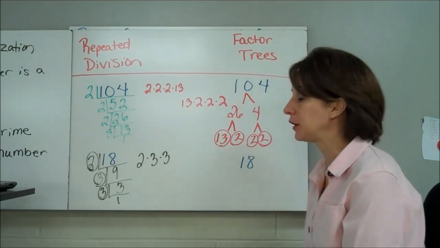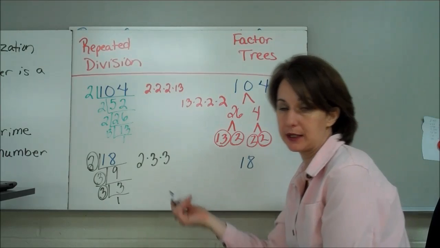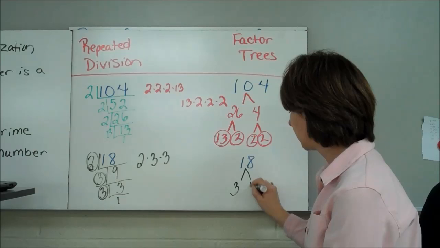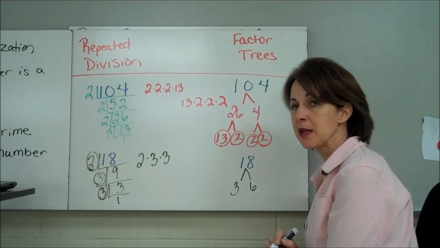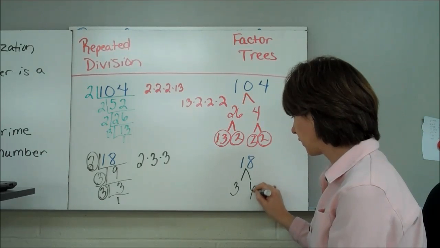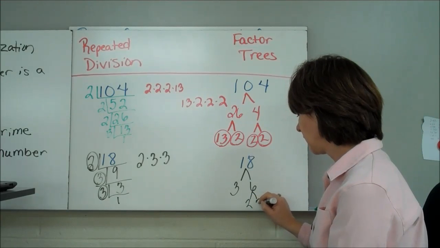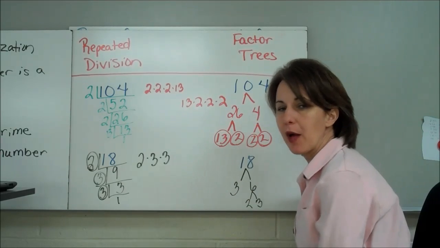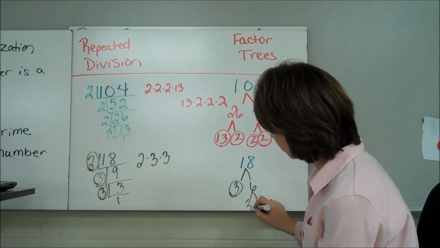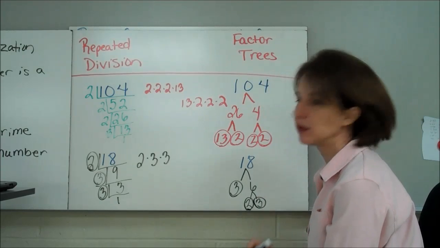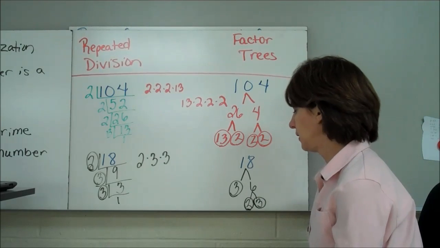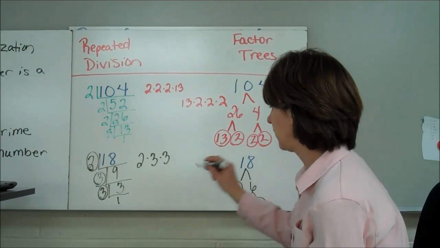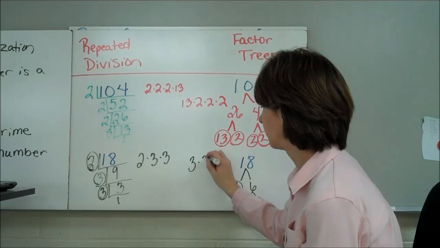If I wanted to use a factor tree instead of repeated division, perhaps I would choose to use 3 and 6. 6 can then be broken again into 2 and 3. 3 is already prime. 1s never show up in our factor trees. We just circle each time we get to a prime number. So 3 and 2 and 3 are the numbers that I circled.